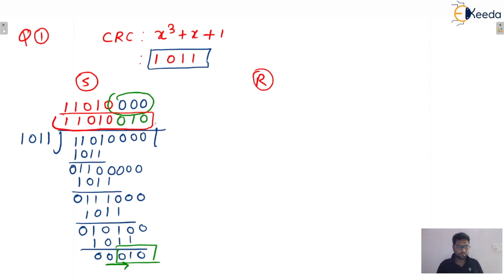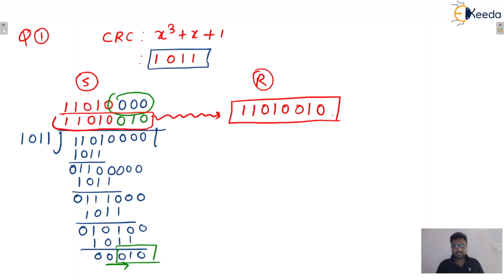This will be attached with the data. Now this code word will be transmitted, and let's say the receiver receives it as it is, without any error. Now how will the receiver identify whether there is an error or not? How will a receiver detect it? We'll see one by one. The receiver will apply the same method; the receiver also knows the CRC generator.